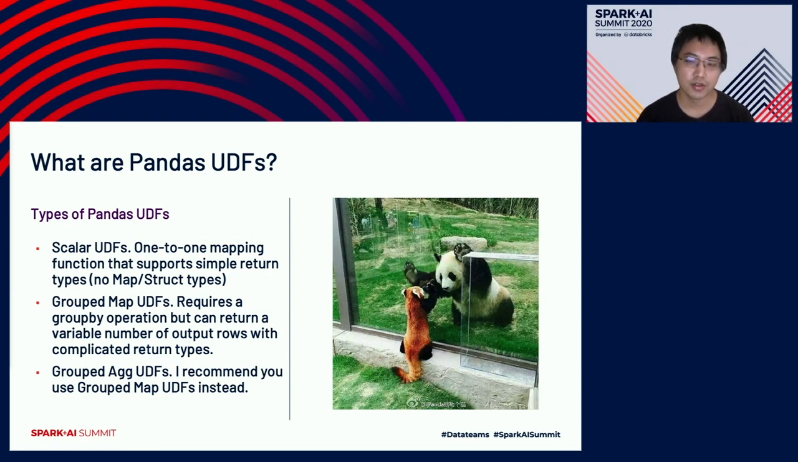And there is a grouped aggregate UDF, though I personally recommend you use the group map UDFs instead, because anything you can write with the grouped aggregate UDFs, you can also write with the group map UDF, and it's easier to just remember 2 types instead of 3.